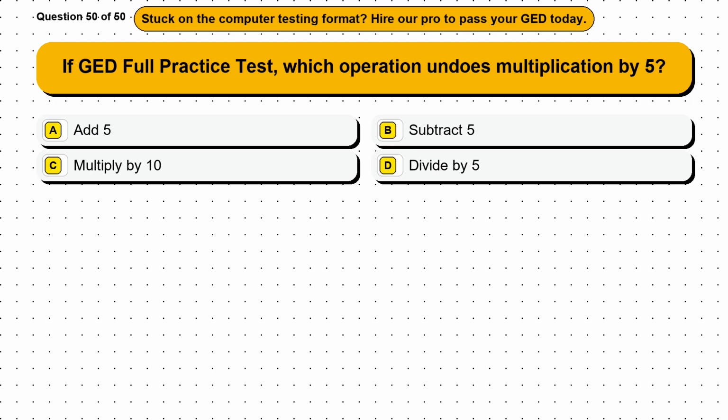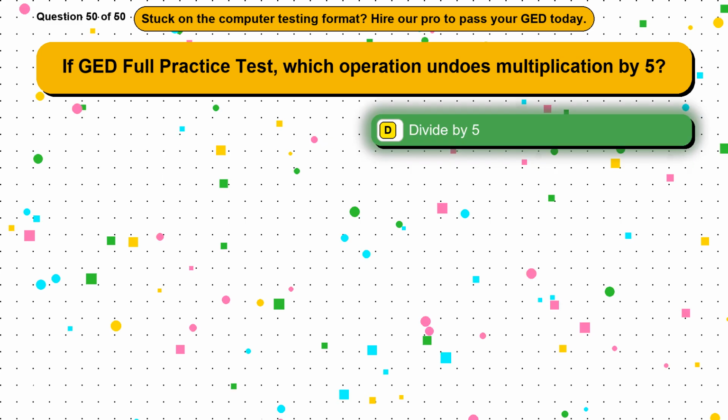Question 50. If GED Full Practice Test, which operation undoes multiplication by 5? Option A, add 5. Option B, subtract 5. Option C, multiply by 10. Option D, divide by 5. The correct answer is option D.